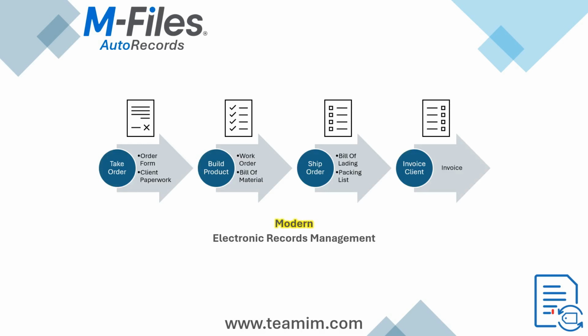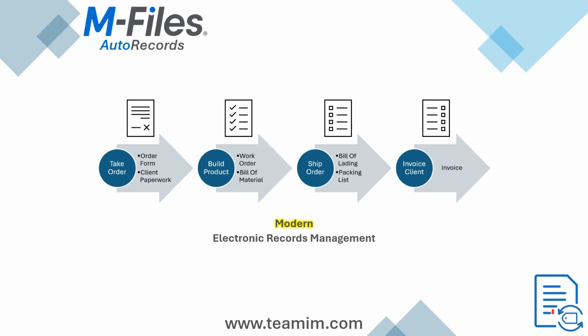In our last session, we learned that from a records management perspective, we want to think of every organization as the sum of its transactions, regardless of whether it's a nonprofit, a government entity, a financial institution, or in this example, a manufacturing organization. Each transaction may be accompanied by some kind of paperwork, such as a customer order, work order, packing list, or an invoice.